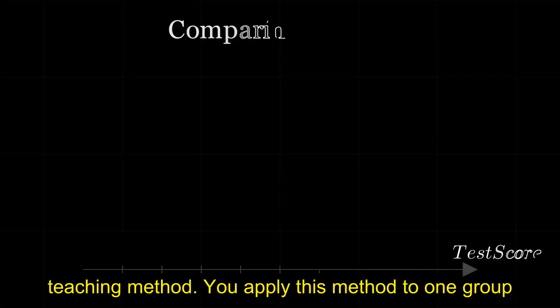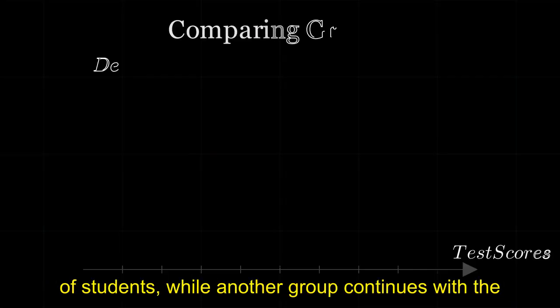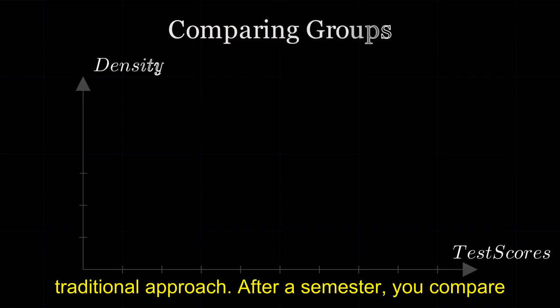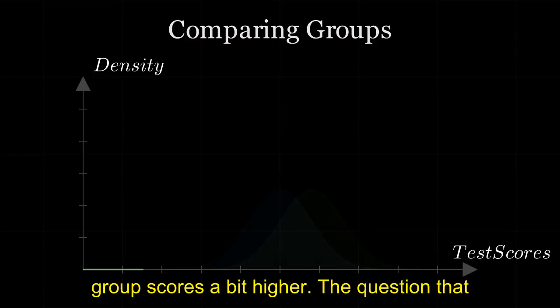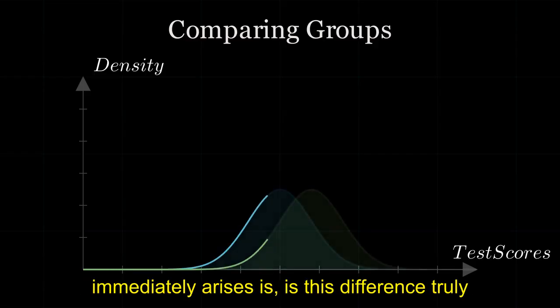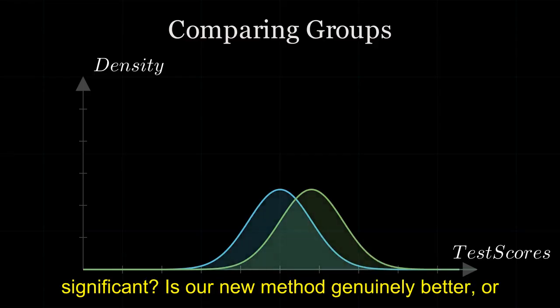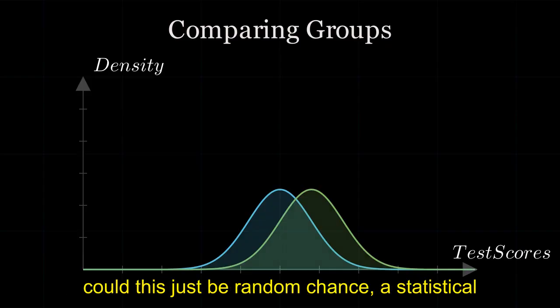Imagine you're a researcher, perhaps testing a new teaching method. You apply this method to one group of students, while another group continues with the traditional approach. After a semester, you compare their average test scores. Let's say the new method group scores a bit higher. The question that immediately arises is: is this difference truly significant? Is our new method genuinely better, or could this just be random chance, a statistical fluke?